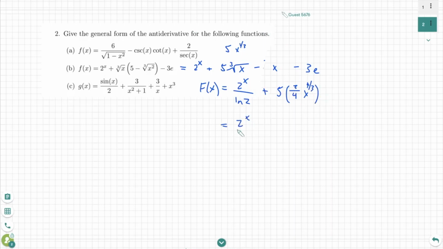The antiderivative of x, I guess, would be x squared over 2. Okay. Minus x squared over 2. And for e, it would just be 3e times x. Yeah. Or even just 3 times x. Yeah, 3e. And then plus c. Okay. Yep. Okay.